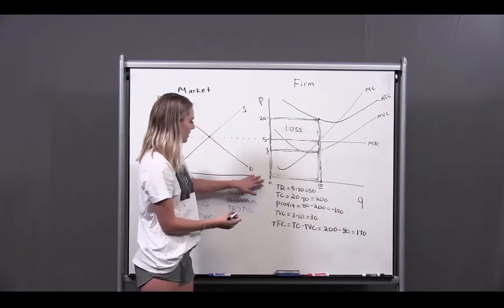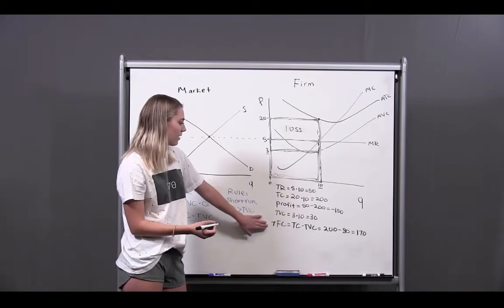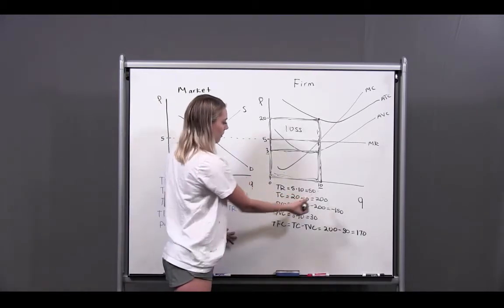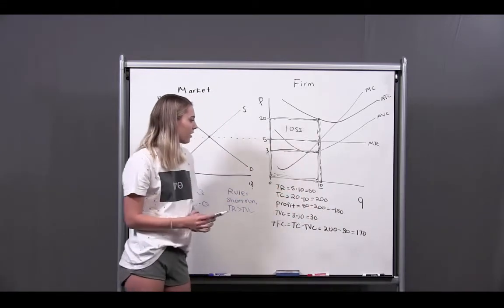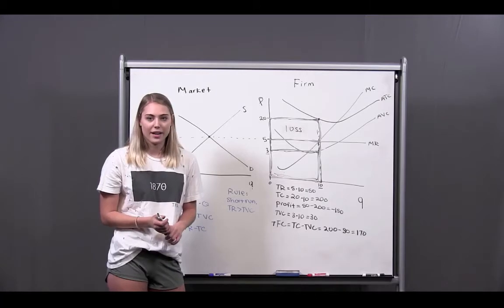So if this firm were to produce 0 units of output, they would be losing $170. But if they produce 10 units of output, they're only losing $150. So this firm would stay in the market in the short run, even though they're operating at a loss.